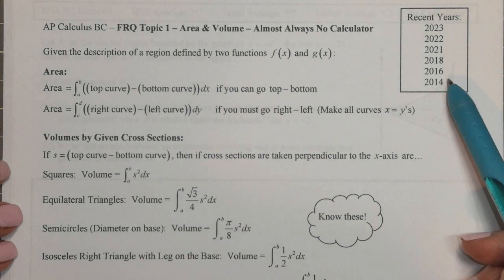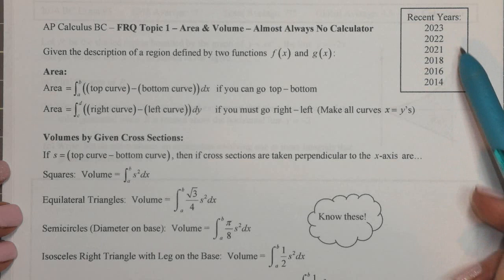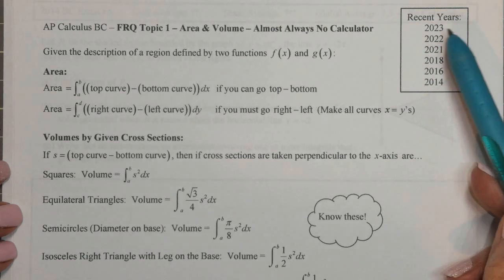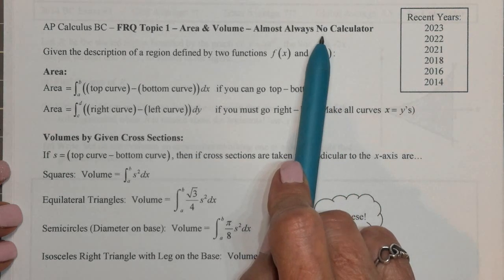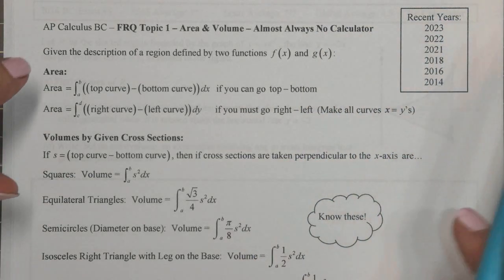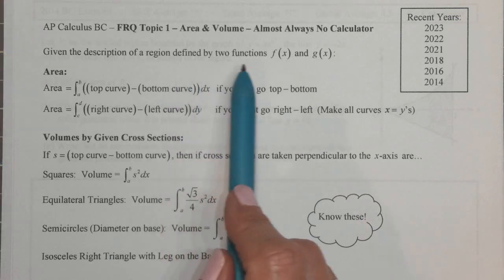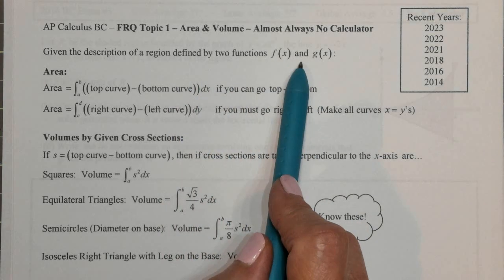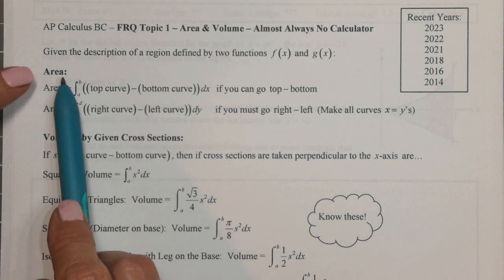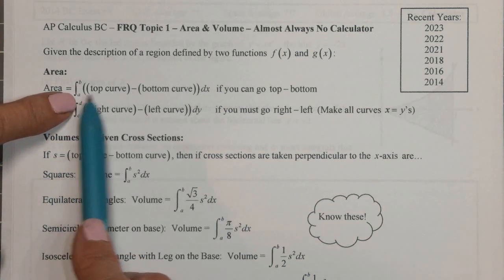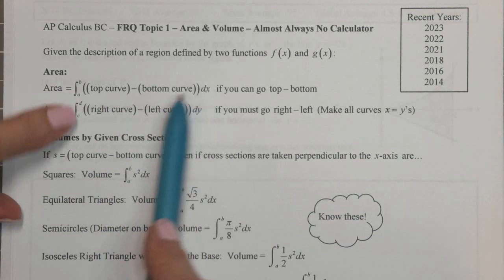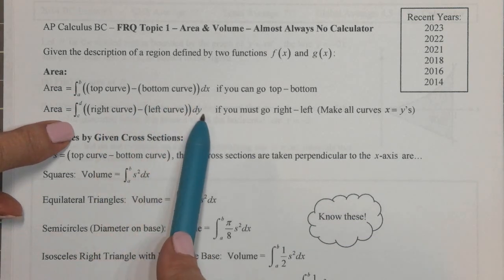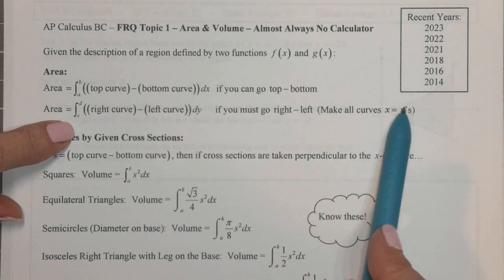You see the recent years that we have seen this topic on the AP exam. It has been a popular topic lately, and almost always these are no calculator. Okay, you're going to be given a region defined by one or two functions. Remember, area is always the integral of the top minus the bottom if you get to do a dx, or right minus left if you're doing a dy. If you have to do a dy, make sure all of your curves are x equals something with y's in them.